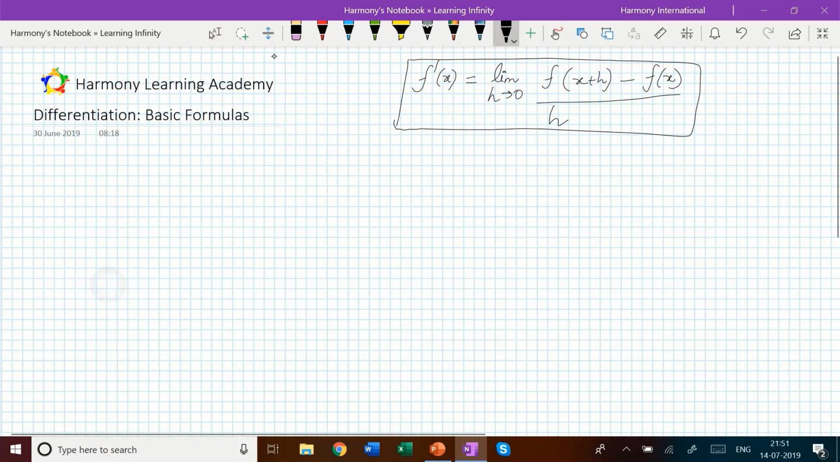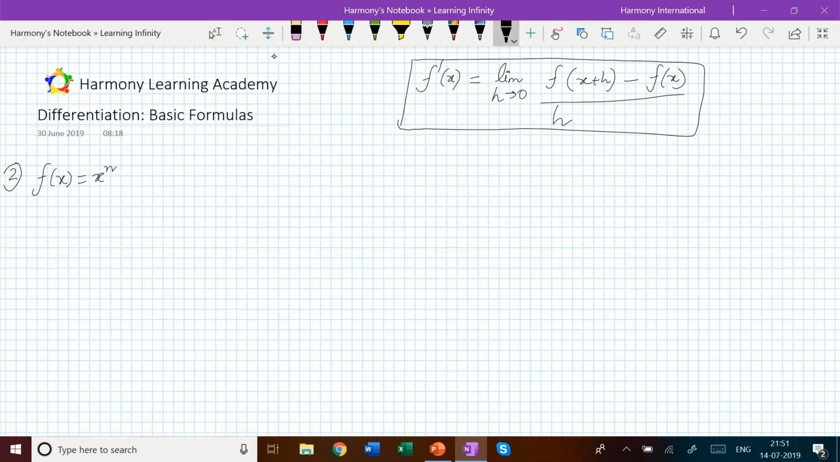So let us now consider a function f x equal to x to the power n. Now we have to find the derivative of f x, so it will be f dash x equal to limit h tends to 0 x plus h whole to the power n minus x to the power n by h. Okay, now we have to do the binomial expansion of x plus h whole to the power n.